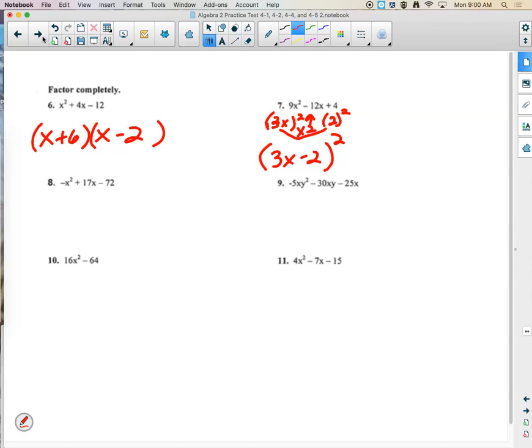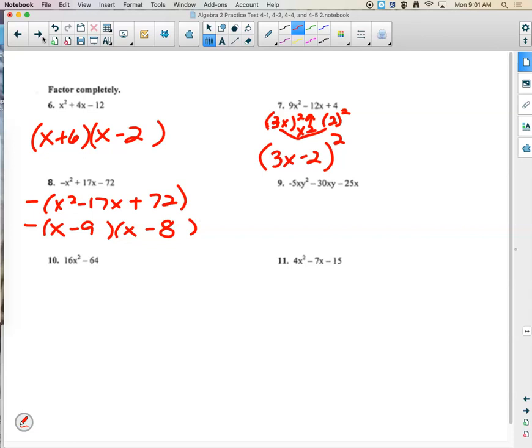Take a look at number 8. Greatest common monomial factor? Yes, negative 1. Pull out a negative. Do we have a perfect square trinomial now? No, 72 is not a perfect square, right? Okay, so now we're going to hope for good old-fashioned factoring. Do we know two numbers that multiply to 72 and add to negative 17? What are they? Negative 9 and negative 8. Got it. There it is. And remember, if you have to make the list, make the list. You just have to be able to find them.